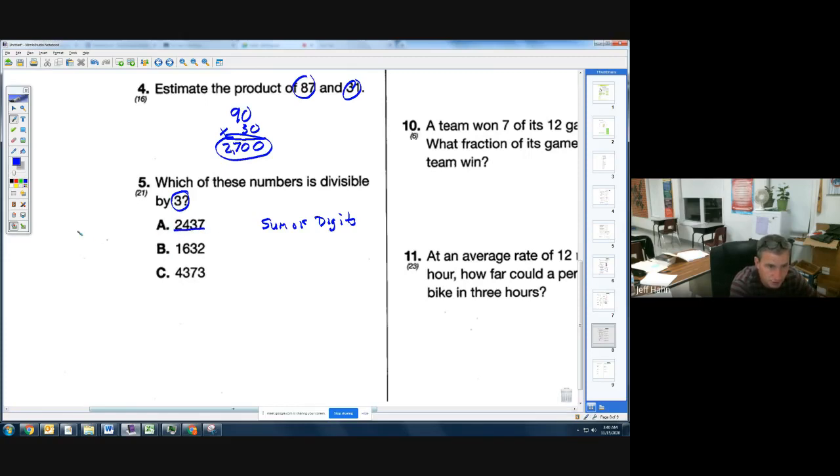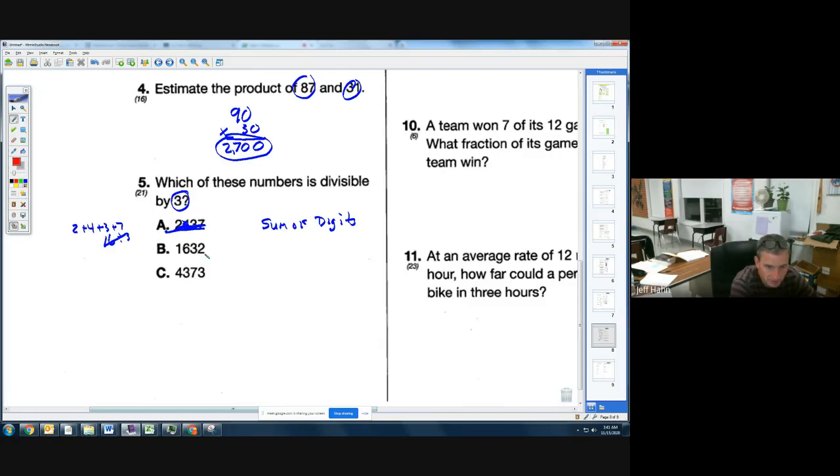I am adding 2 plus 4 plus 3 plus 7. 2 plus 4 is 6, plus 3 is 9, plus 7 is 16. Can you divide 16 by 3? You can't. So this one is not divisible by 3.